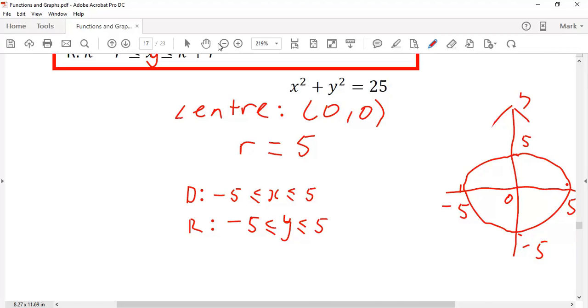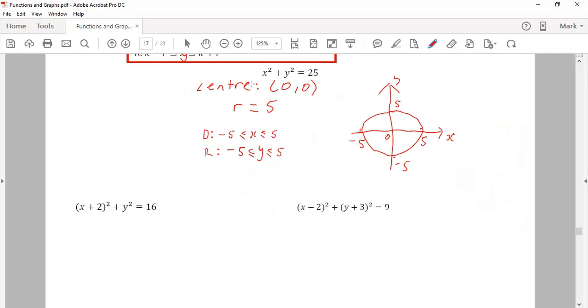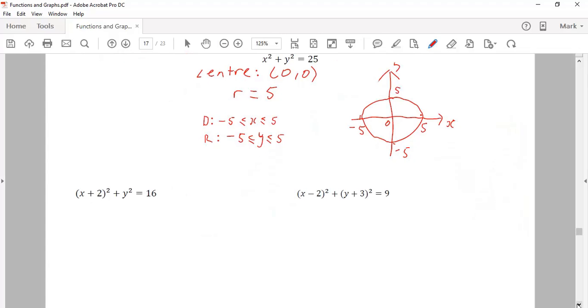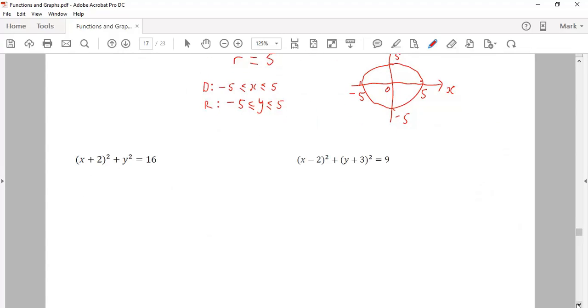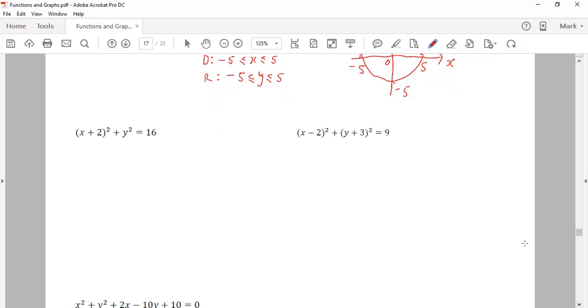So the trick with circles is always find the center and the radius first. So the next one, x plus 2 all squared plus y squared equals 16. So the center is going to be, since that's plus 2, it's going to go back negative 2. There's nothing with the y, so it'll be 0. And the radius would be 16, I mean 4, so square root of 16 is 4.